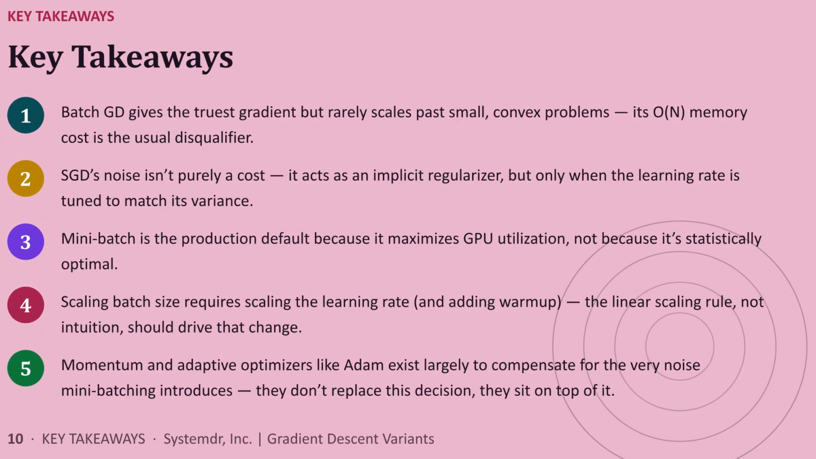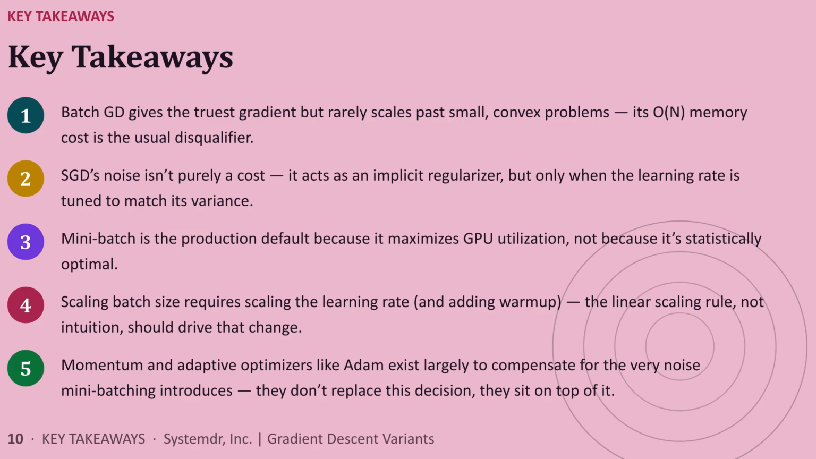5 things to walk away with. 1. Batch gradient descent gives you the truest gradient, but it rarely scales past small, convex problems. Its full dataset memory cost is usually the disqualifier. 2. SGD's noise isn't purely a cost. It acts as an implicit regularizer, but only when your learning rate is actually tuned to match its variance. 3. Mini-batch is the production default because it maximizes GPU utilization, not because it's the statistically optimal choice.